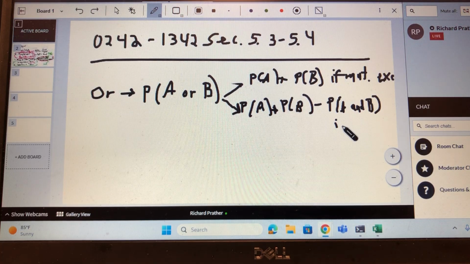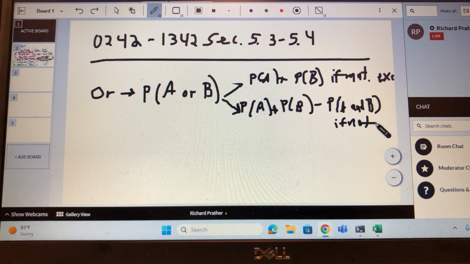This happens if they're not mutually exclusive. Mutually exclusive is just that you can't be both at the same time. And if you can be both at the same time, then there's this extra part that's needed. ANDs work very similar.